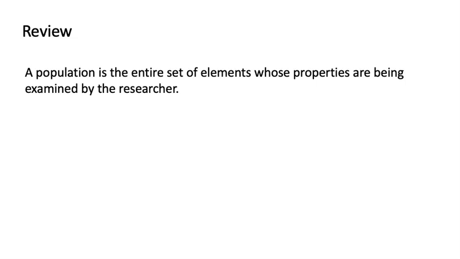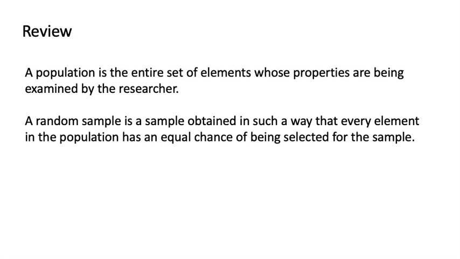So let's review some of these terms. This lesson really was about the terms. The first term we had is the population. So that's the entire set of elements whose properties are being examined. So in our first example, it was all undergraduates at the college. In our second example, our population was all likely voters in the next presidential election. So everybody that is to be studied.